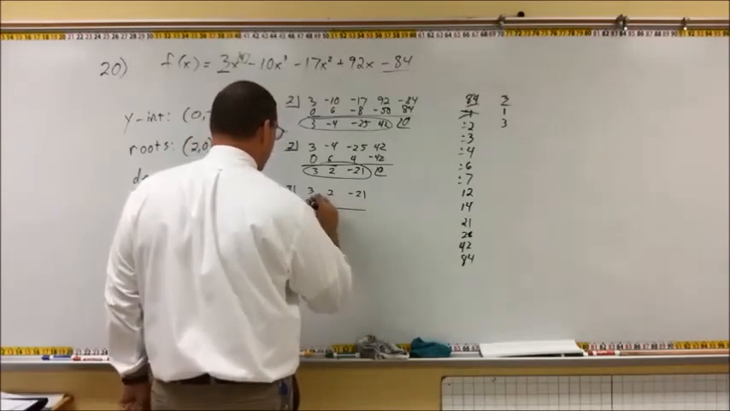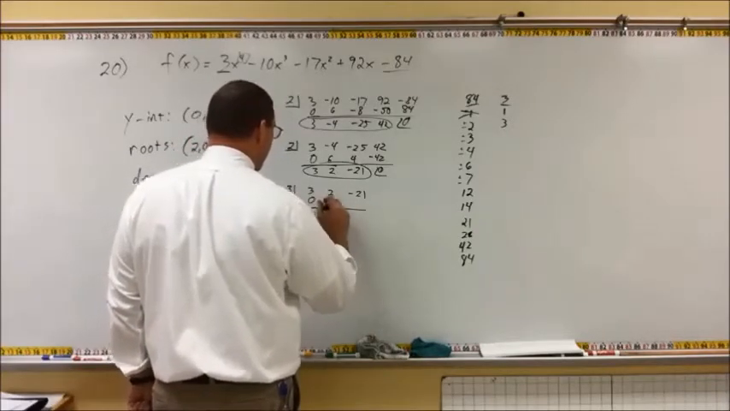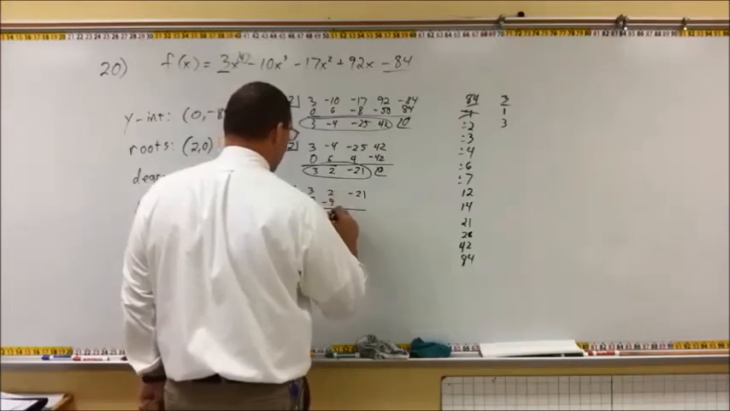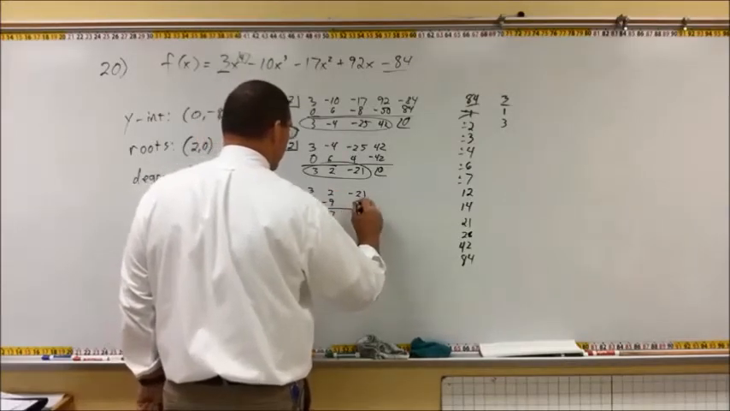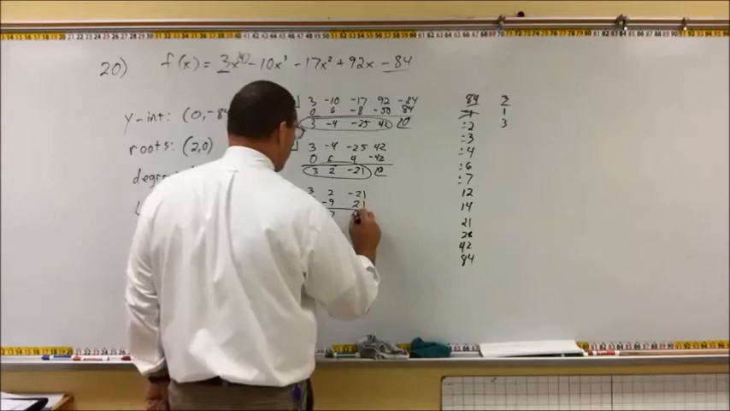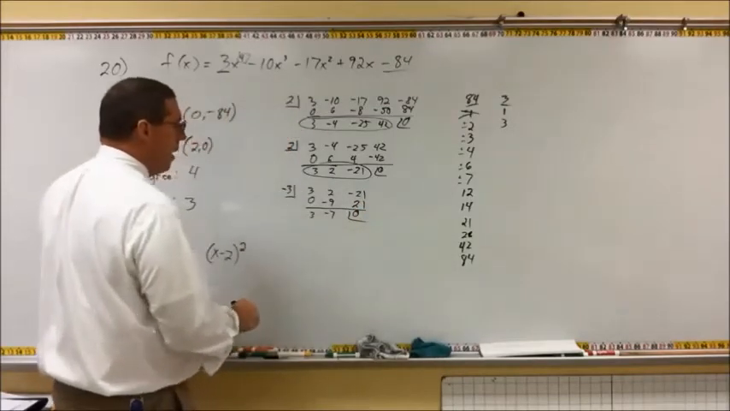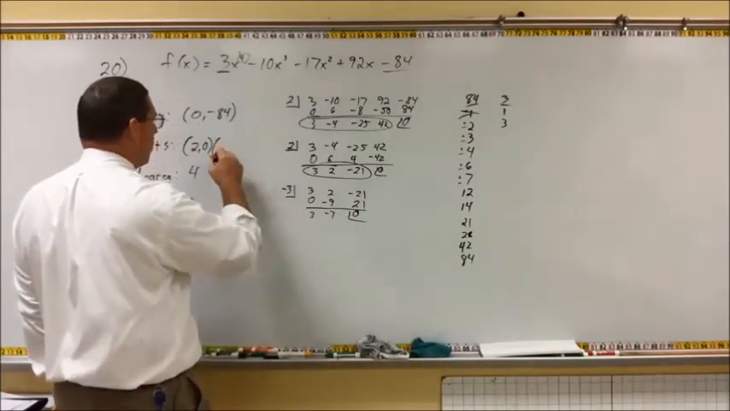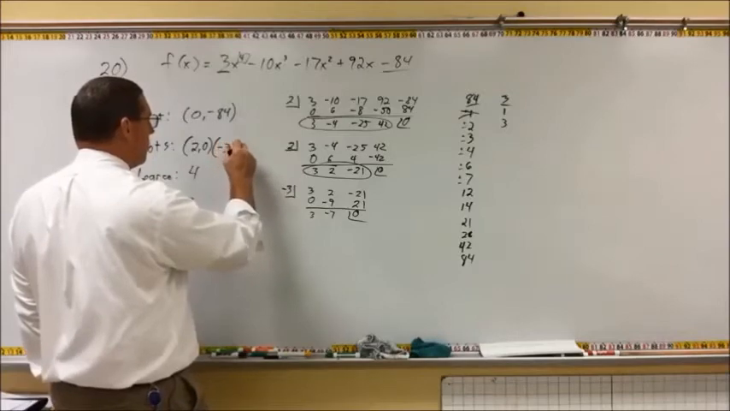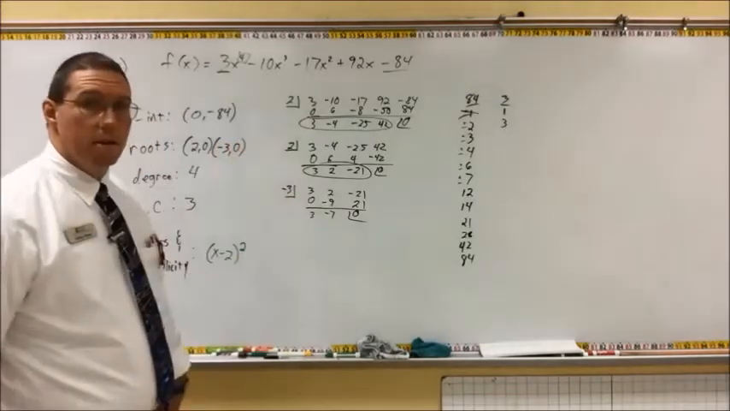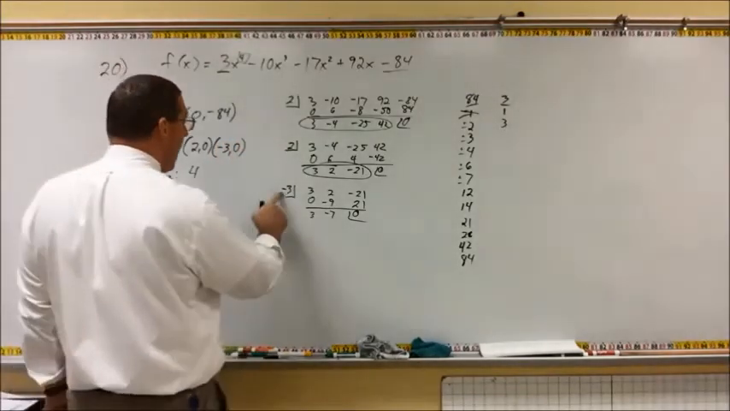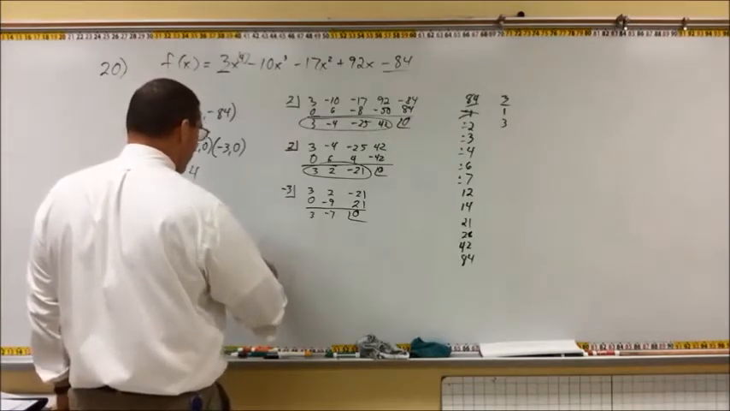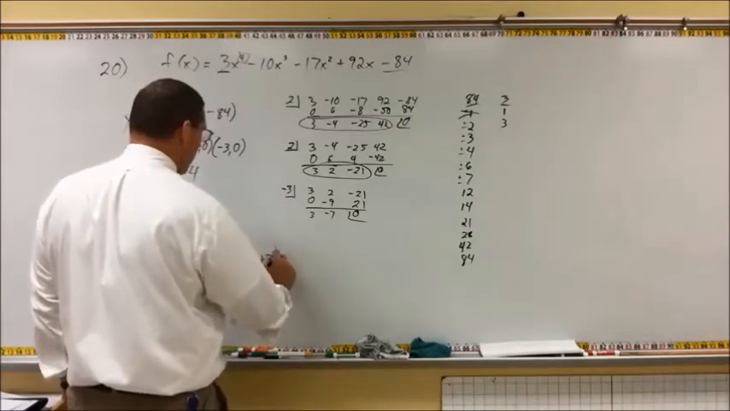Draw a line. Put a 0. 3 plus 0 is 3. Times negative 3 is negative 9. Plus 2 is negative 7. Negative 7 times negative 3 is positive 21. Minus 21 is 0. We've got a remainder of 0. And that means that negative 3 is one of our roots. So I'll put negative 3 and 0 as the x-intercept. And then the factor that goes with negative 3 is x plus 3.